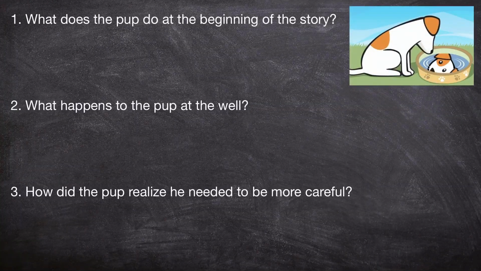So, coming to our questions, what does the pup do at the beginning of the story? So, at the beginning of the story, I know that the mother dog has told the pup not to go near the well, but at the beginning of the story, the pup is naughty and goes to the well.